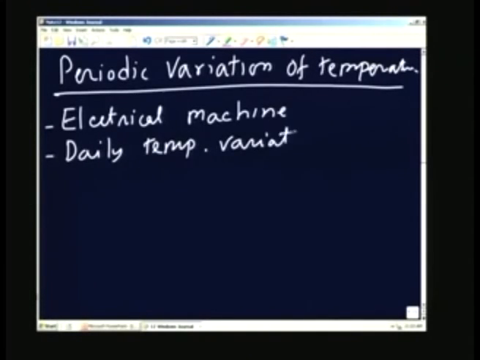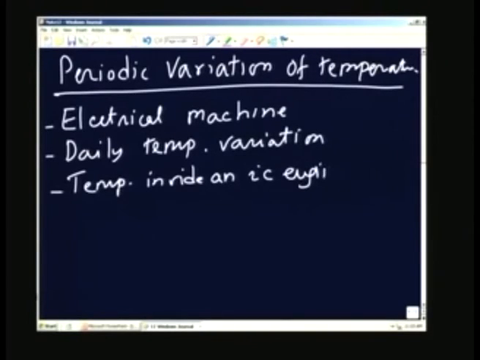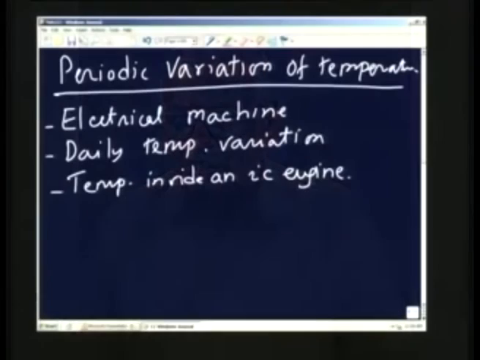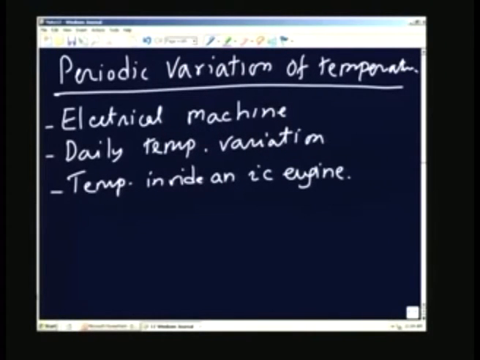for example, temperature inside an engine, inside an IC engine. Inside the cylinder there is a gas, and the wall of the IC engine will also have a periodic temperature variation. The period of the periodicity of the wave will be determined by the speed of the engine. Temperature inside the engine varies as the speed.